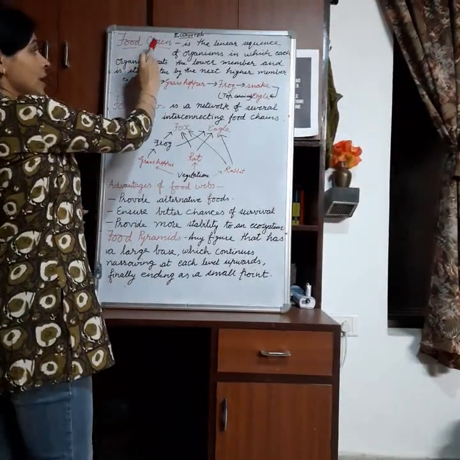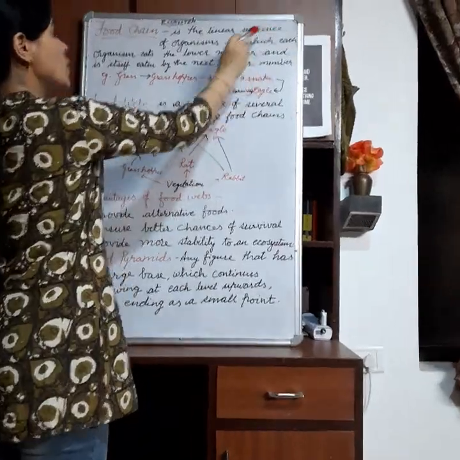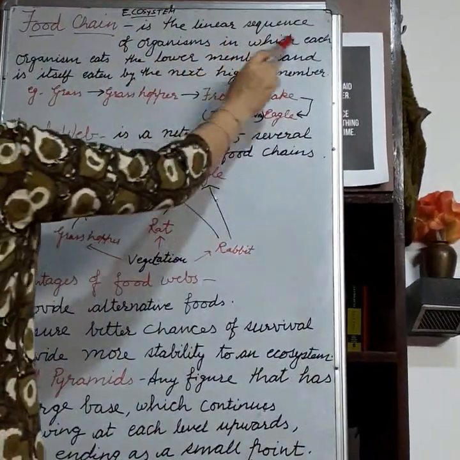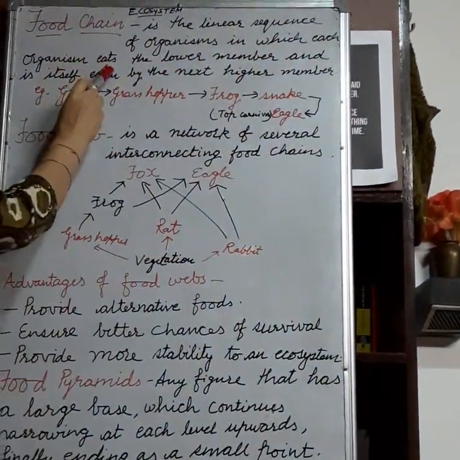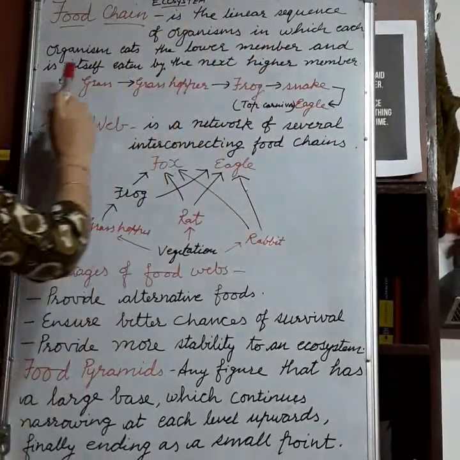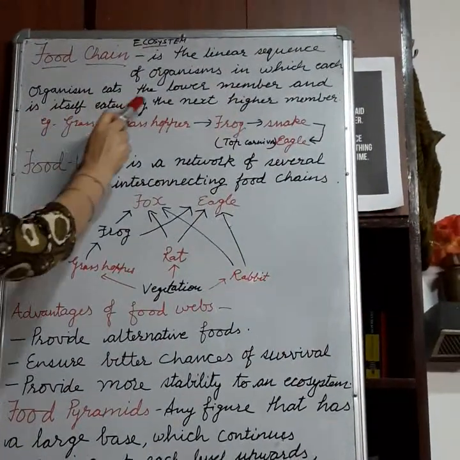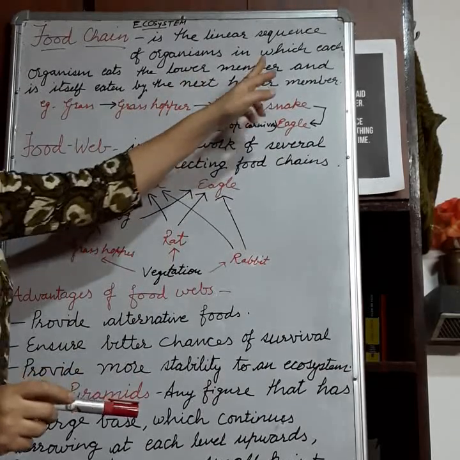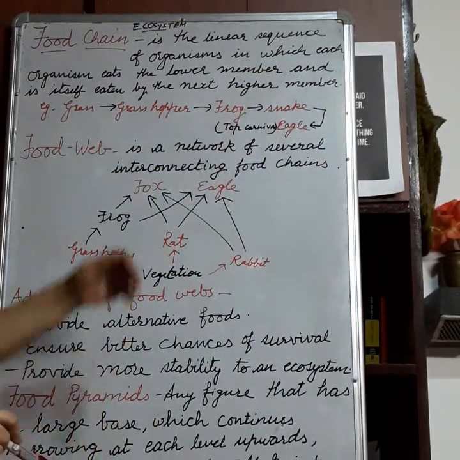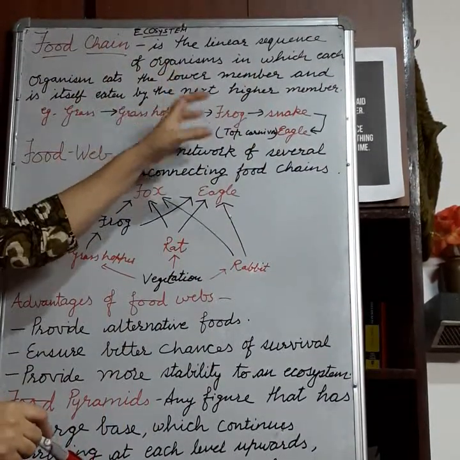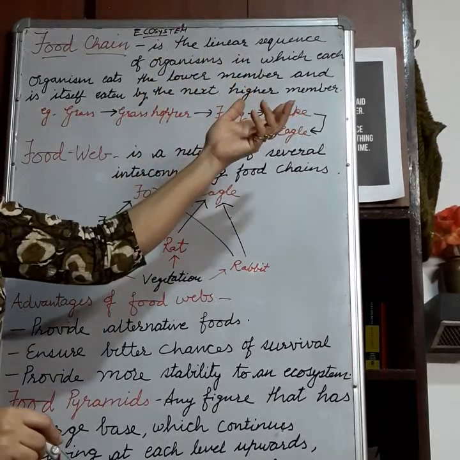So food chain is the linear sequence of organisms in which each organism eats the lower member and is itself eaten by the next higher member. So kids, it's just a game of eat and be eaten.